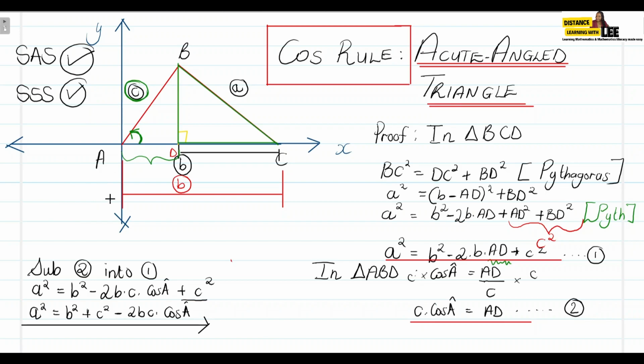And then from there, we just cross multiplied by c. You multiply the left-hand side and the right-hand side by c, and from there it became easy. Substitute equation 2 into equation 1, and we have proven the cos rule, given an acute angle triangle.